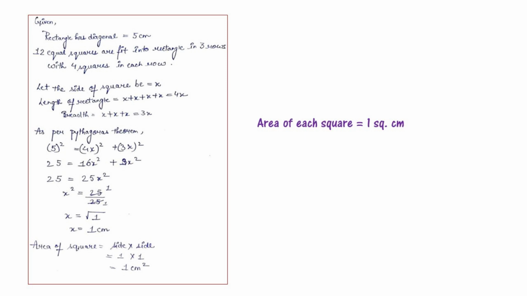Now we have to find the area of a square, that is side into side. That will be 1 centimeter square. So the area of each square is 1 square centimeter.